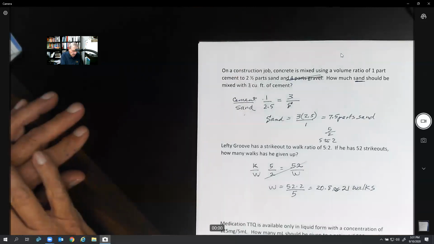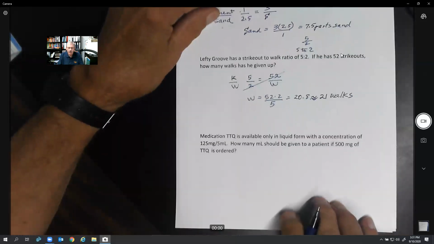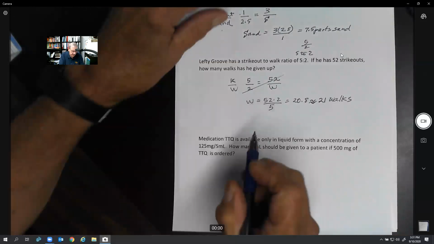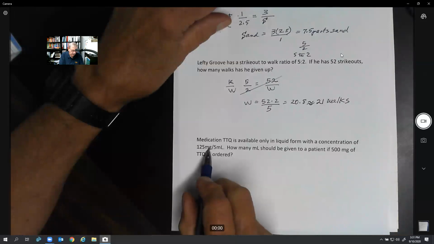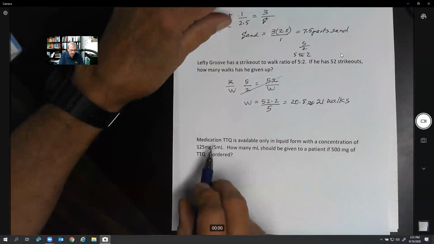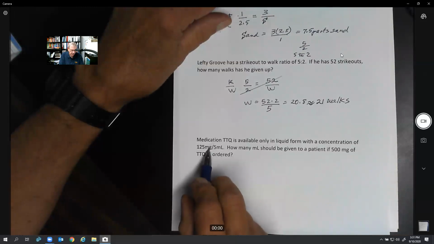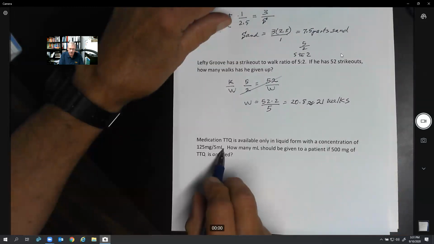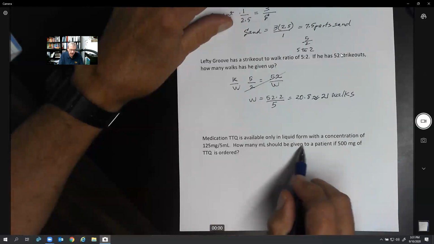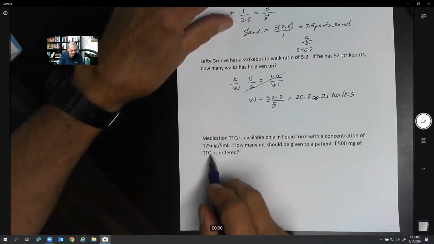Good. Okay, medication TTQ is available only in liquid form with a concentration of, this is read, 125 milligrams per 5 milliliters. How many milliliters should be given to a patient if 500 milligrams of TTQ is ordered?